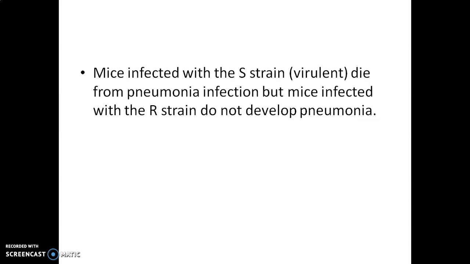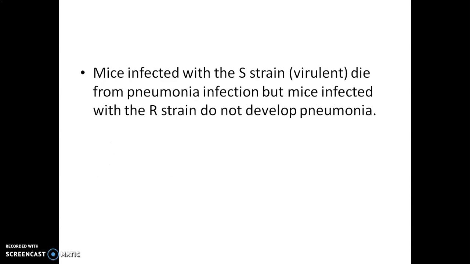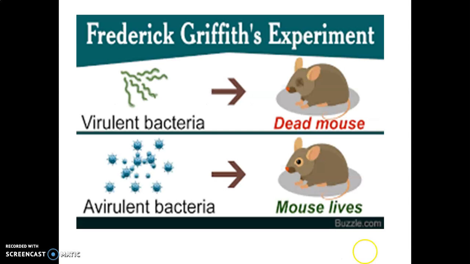And mice infected with the S strain, we can call it virulent. It has the presence of that polysaccharide. Which polysaccharide? A mucus coat made up of polysaccharide. They die from pneumonia infection, but mice infected with the R strain do not develop pneumonia. Clear? The S strain is virulent and causes the death of mice, whereas the R strain is avirulent. Children, keep it in mind: virulent bacteria, S strain, cause the death of the mouse, whereas R strain, avirulent bacteria, never cause the death of the mouse.